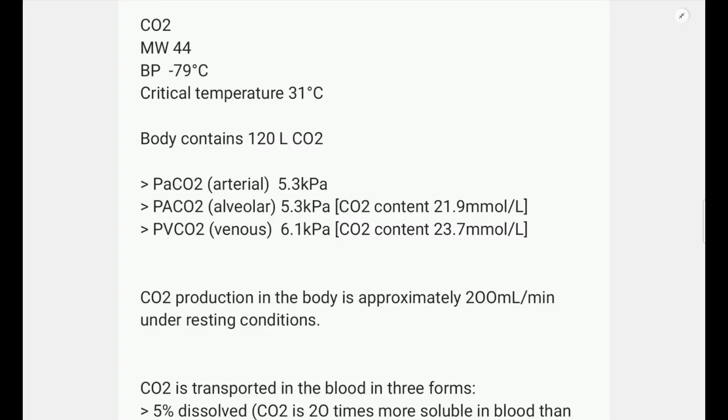Hello friends, in today's video we are going to discuss carbon dioxide transport. So let's get started. First, here are some facts about carbon dioxide.